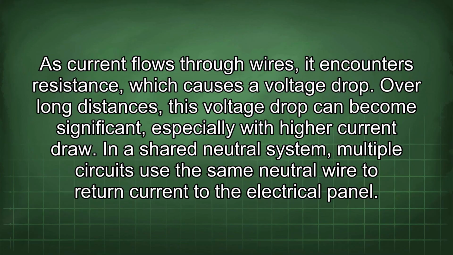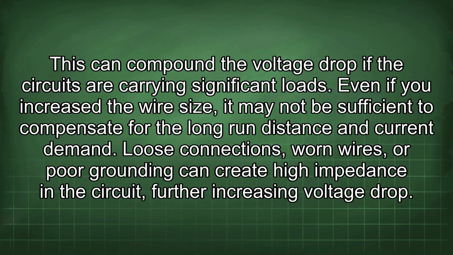As current flows through wires, it encounters resistance, which causes a voltage drop. Over long distances, this voltage drop can become significant, especially with higher current draw. In a shared neutral system, multiple circuits use the same neutral wire to return current to the electrical panel. This can compound the voltage drop if the circuits are carrying significant loads.